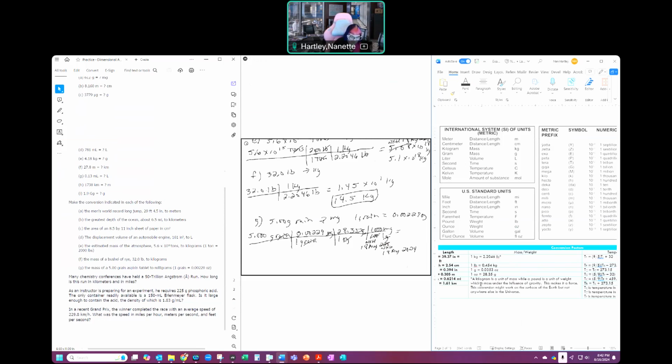0.00229 multiplied by that, and then multiply by 28.35, and then I multiply by 1,000. And that gives me 3.246. 4 sig figs here. My answer should be 4 sig figs, so 3.246 times 10 to the 2 milligrams, or 324.6. Okay?